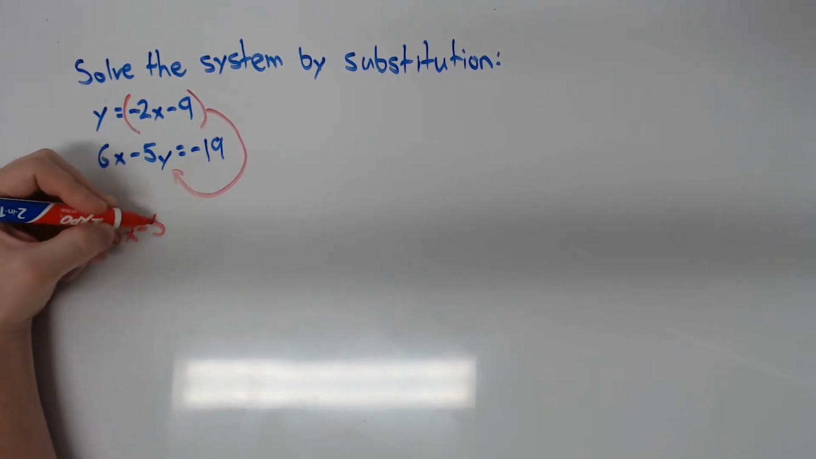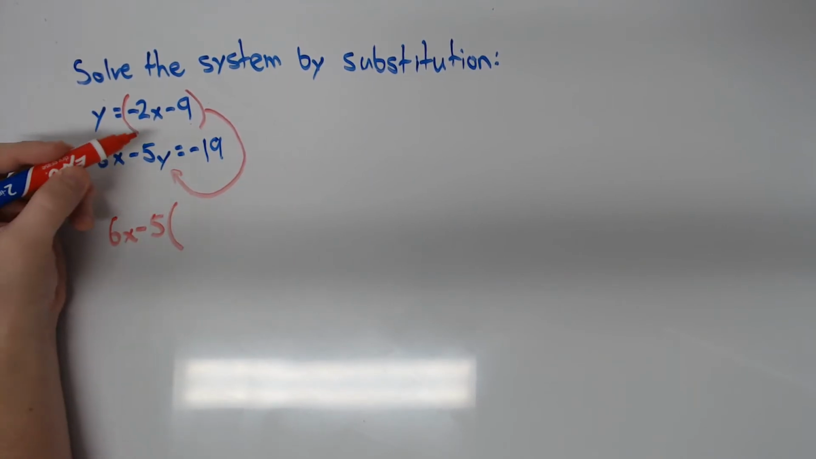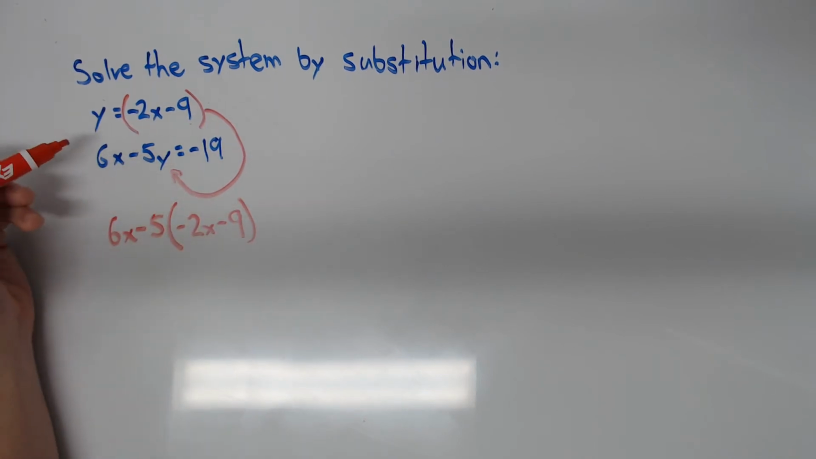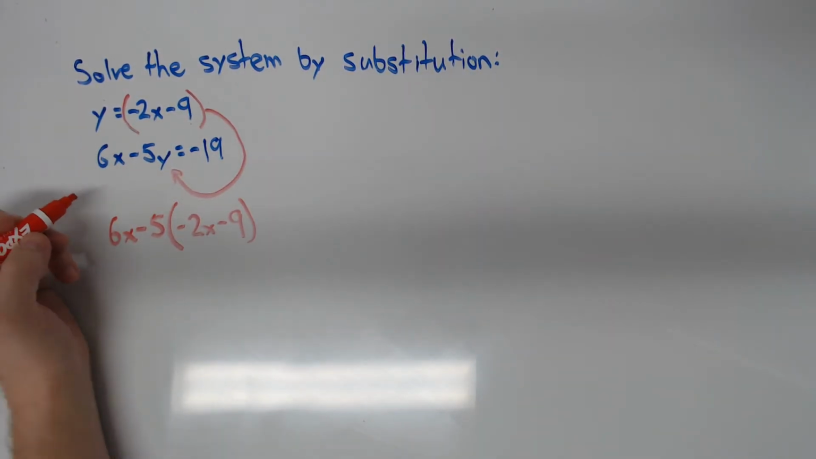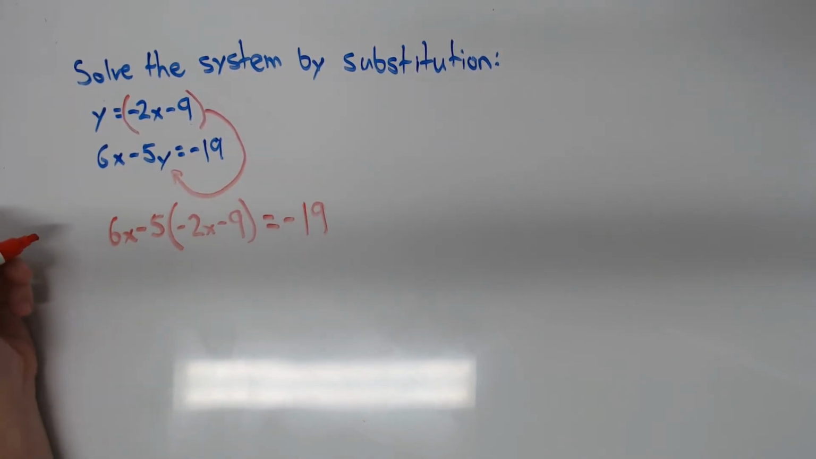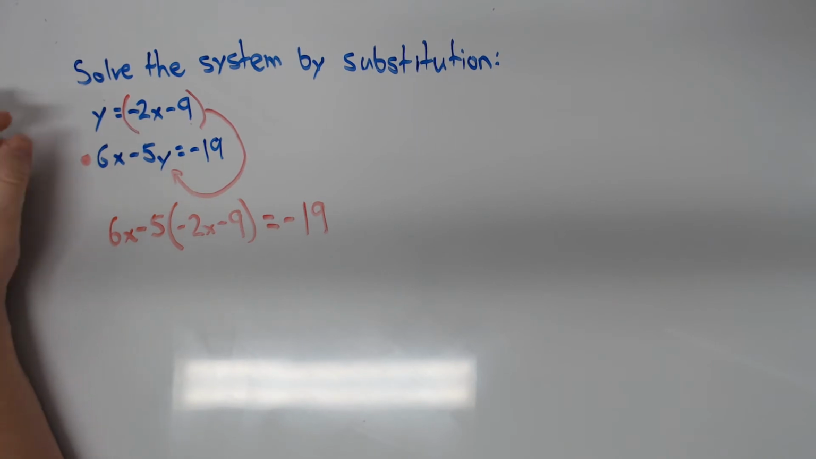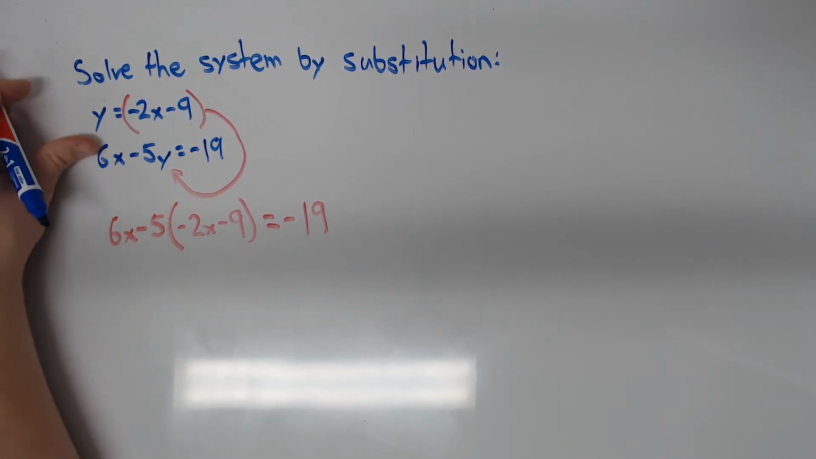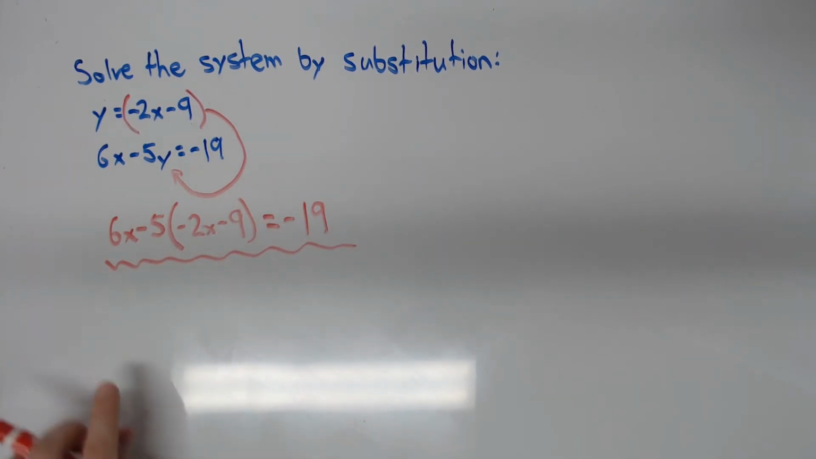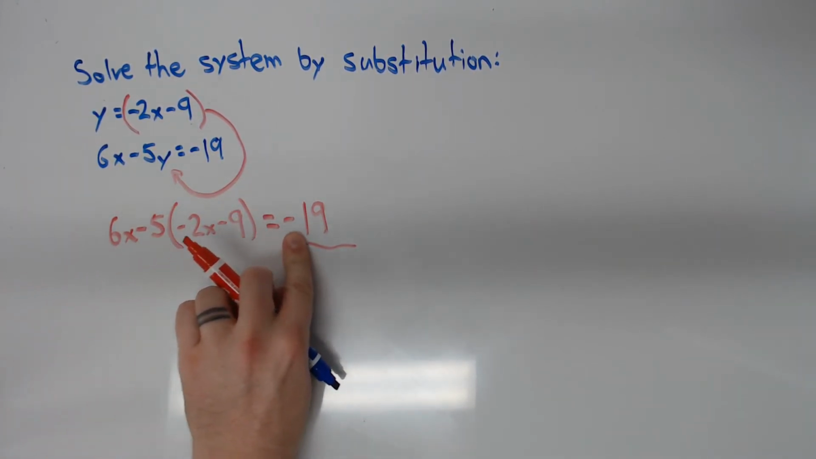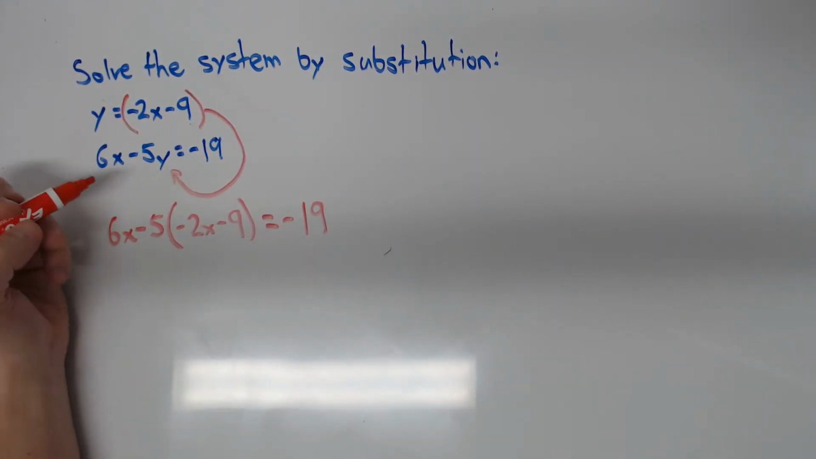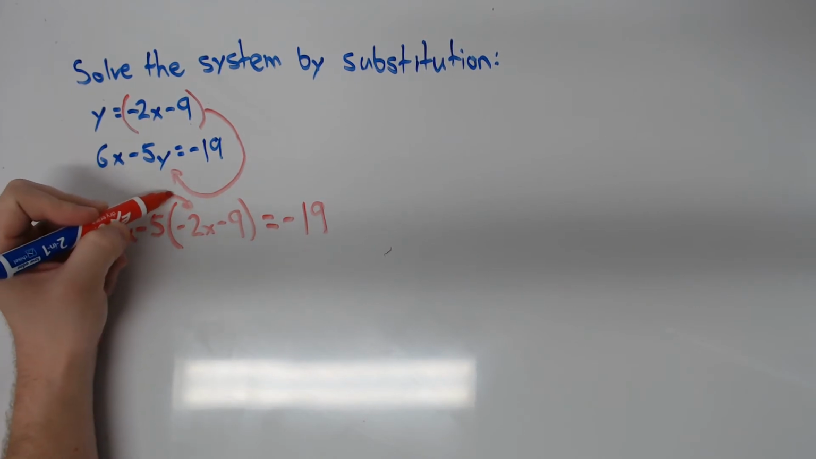6x minus 5. Then instead of y, now I have -2x minus 9. This is the part of it that makes it the substitution method. Equals -19. All right, so this equation is the same besides what I plugged in for y. What's valuable to us here is y is no longer in the equation. Since now it's just x, we can actually solve this. We can solve it for x.